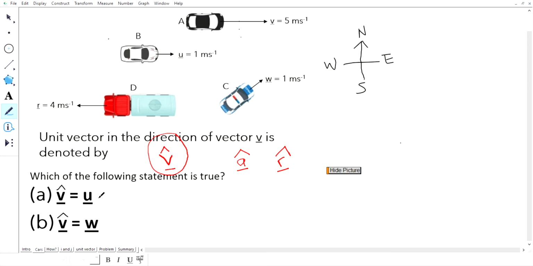Yes. Statement A is true. Vector U is a unit vector in the direction of vector V. Statement B is false. Although magnitude of vector W is 1 unit, vector W is not in the direction of vector V. So this statement is false.